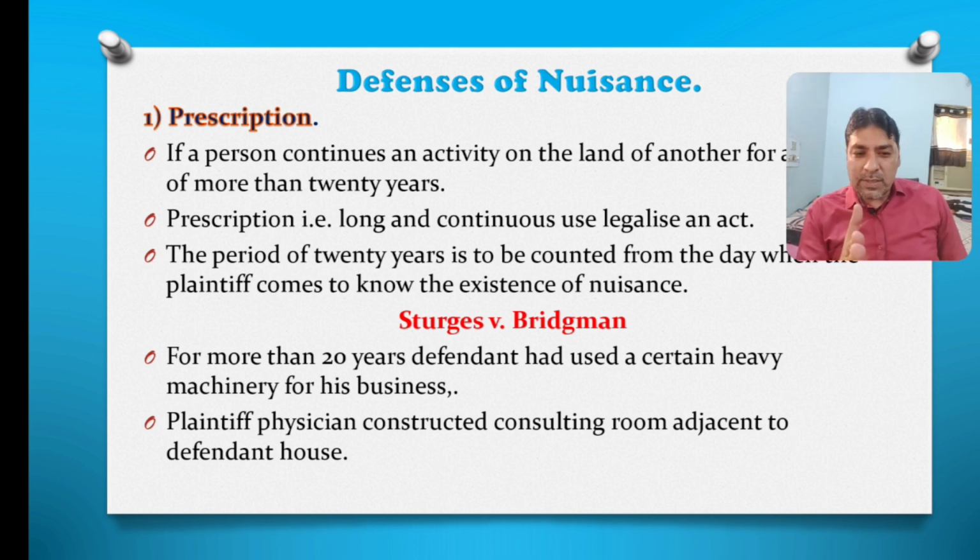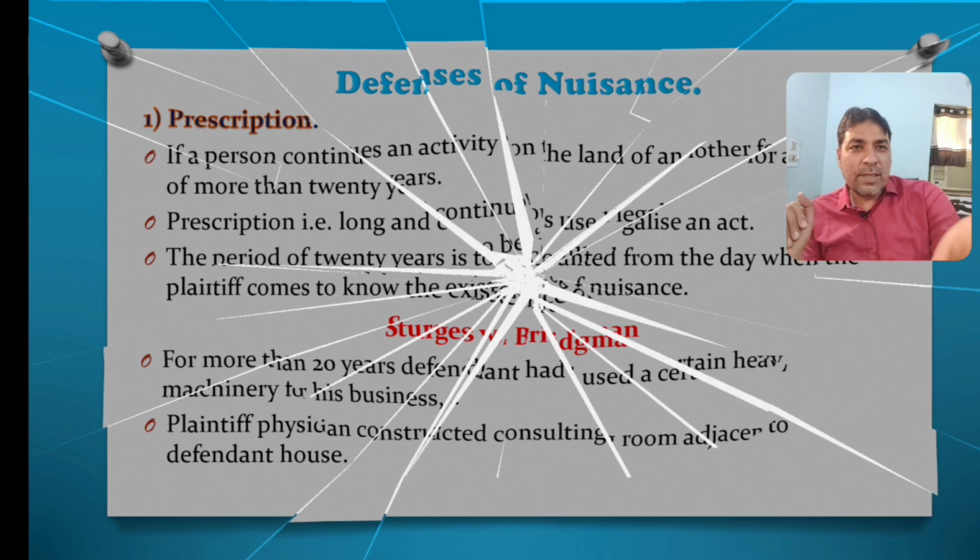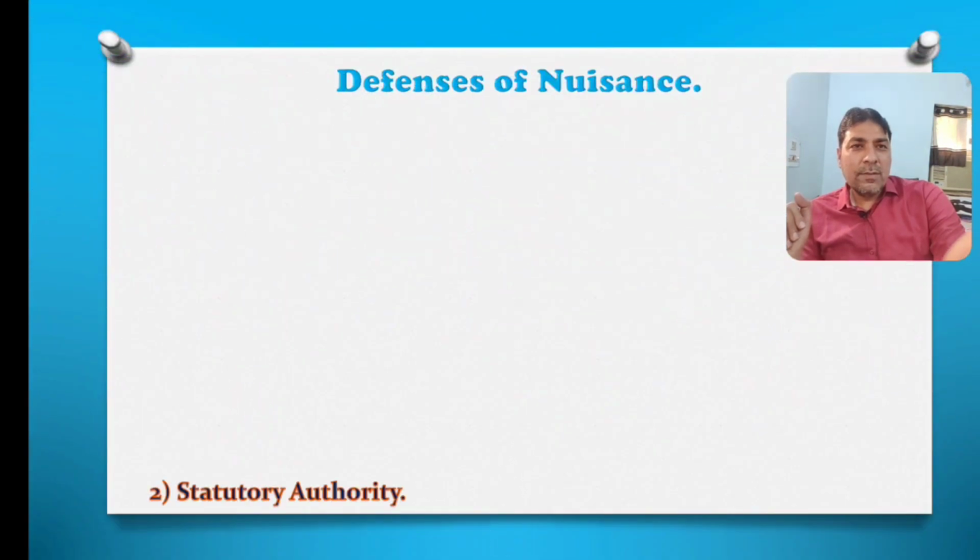So when will the defense of prescription be available? Without any kind of interruption. If the person is performing his act for more than 20 years, then he will be entitled to take the defense of prescription. So that is the first defense available for the tort of nuisance.